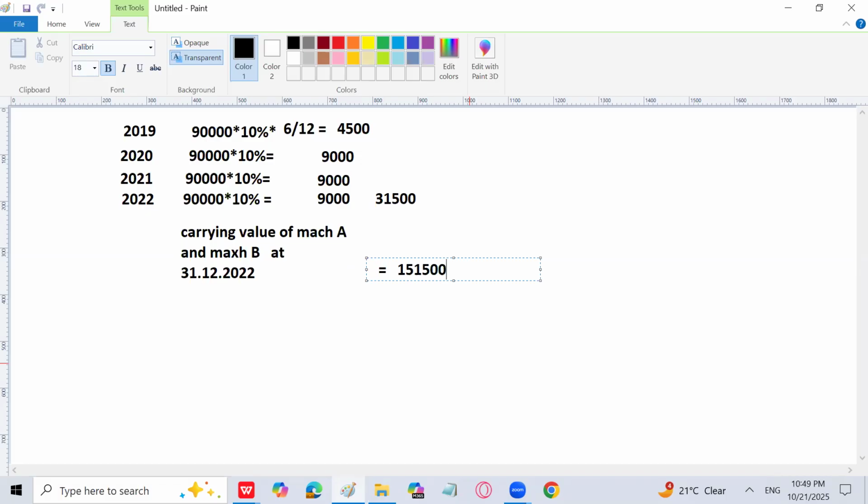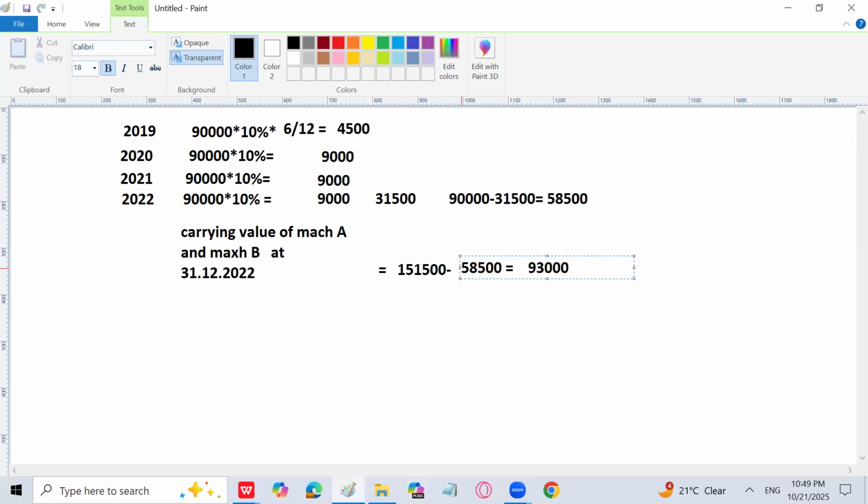But I need to find the carrying value of machine A on 31st December 2022. So the carrying value of machine A at that time is 90,000 minus the total depreciation till 31st December 2022. So the carrying value of machine A is how much? 90,000 minus 31,500. That is 58,500. Now 151,500 minus 58,500, you will get the carrying amount of machine B, which is 93,000.